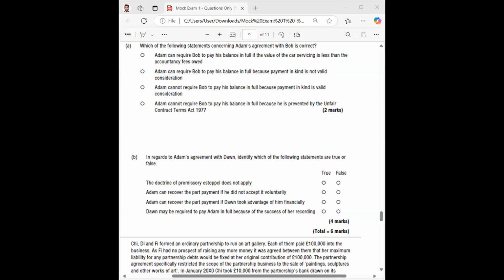What is the doctrine of promissory estoppel? Who can give me the definition for that? What is the doctrine of promissory estoppel? So now you need to recall, now see, these are your theoretical areas. Okay, I got an answer. Let's see. When a promise is made, he cannot go back on his words.